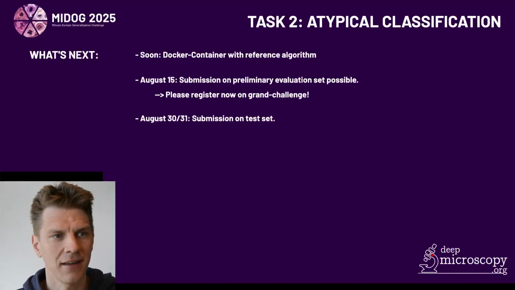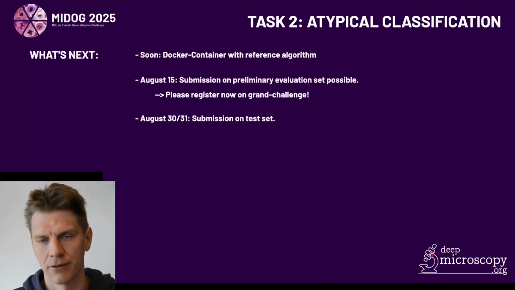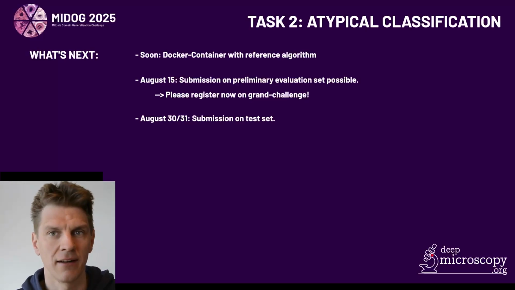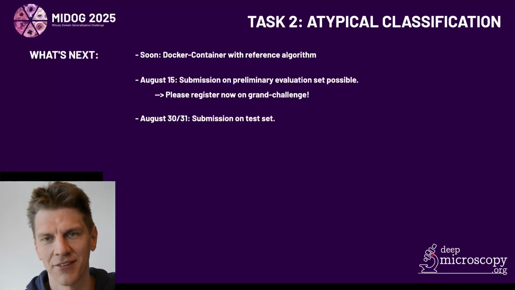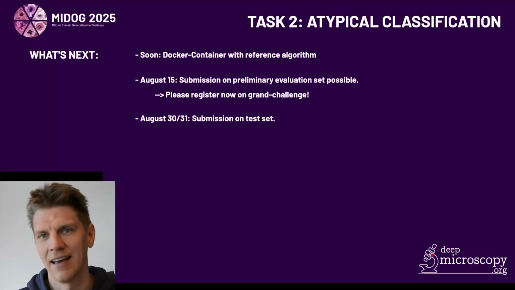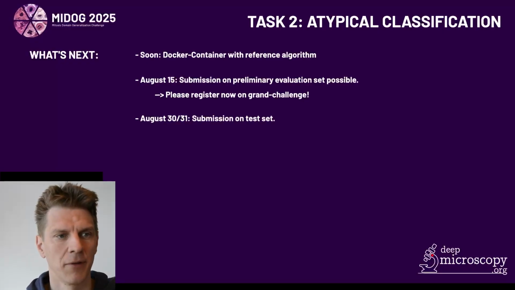All right, I think that's it for now. What's next? The next steps will be, well, first of all, we are currently working on a Docker container with a reference algorithm. So basically showcasing how we want an algorithm to be included into a Docker container so it can run on the Grand Challenge platform. That's also some news. We are using, as in previous years, the Grand Challenge platform for inference on this and for basically equal opportunities for everyone. Then on August 15, we will have the submission enabled on the preliminary evaluation set.